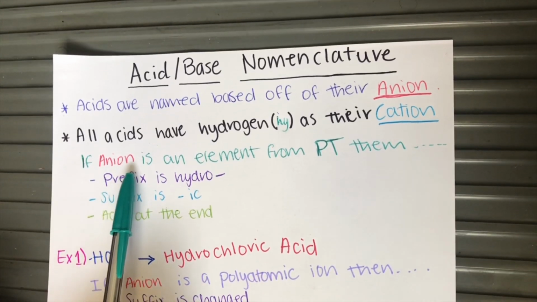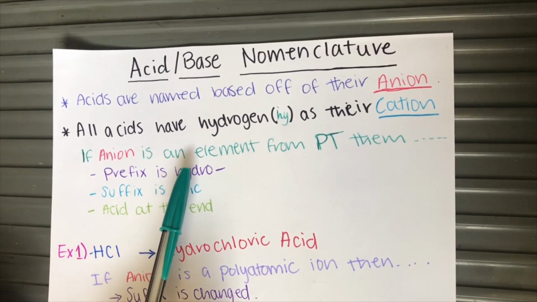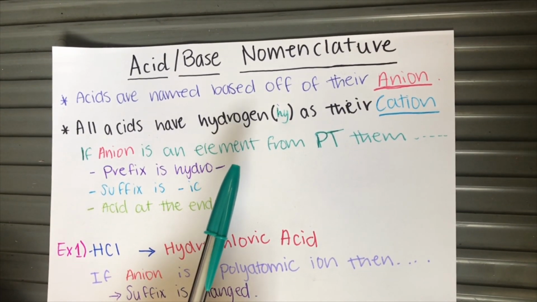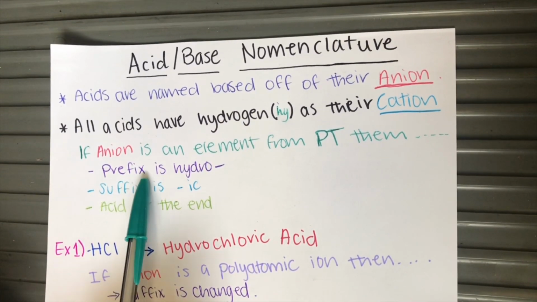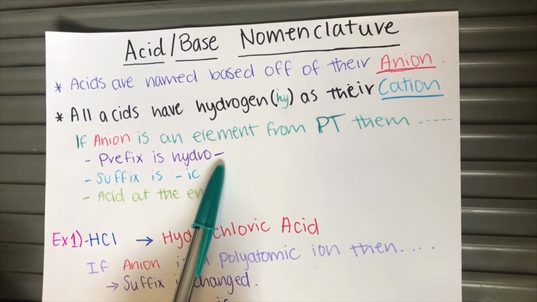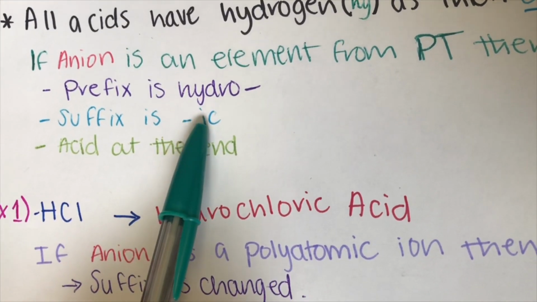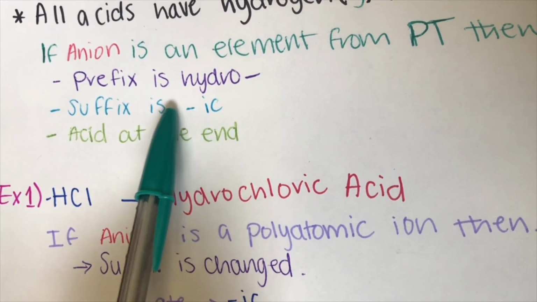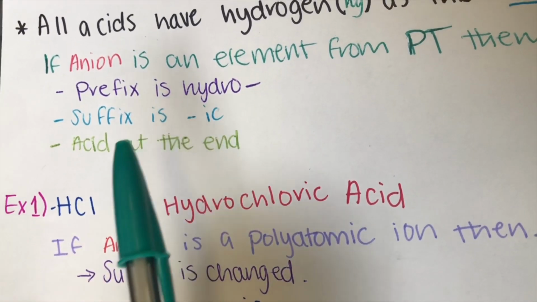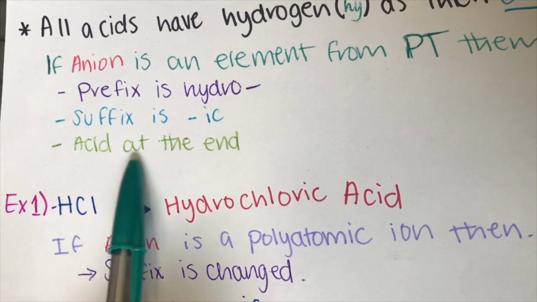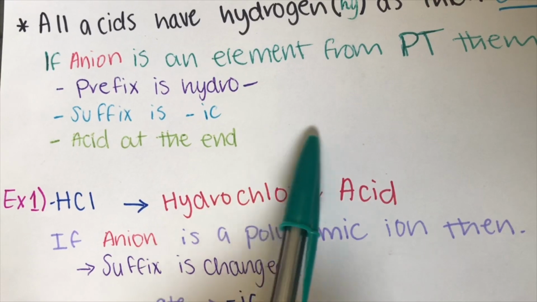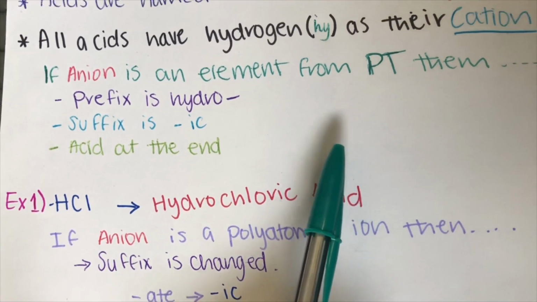If an anion is an element from the periodic table, then the prefix will usually be hydro towards the beginning, and then the suffix will be IC, which you put after the element at the end. And the word acid goes at the end. So if you have hydro-acid, then acid goes towards the end.